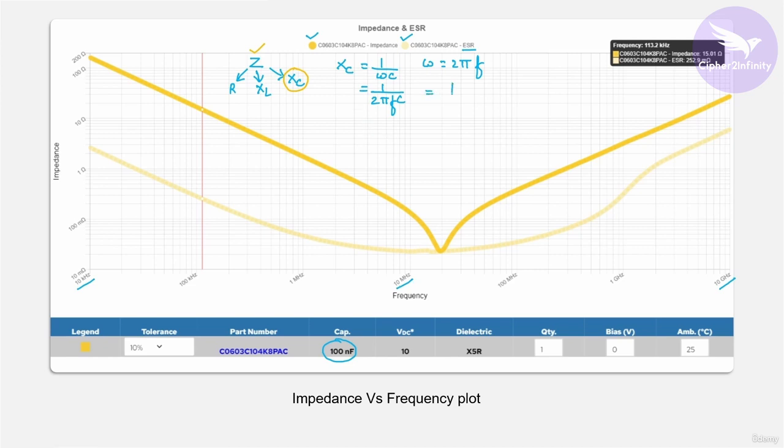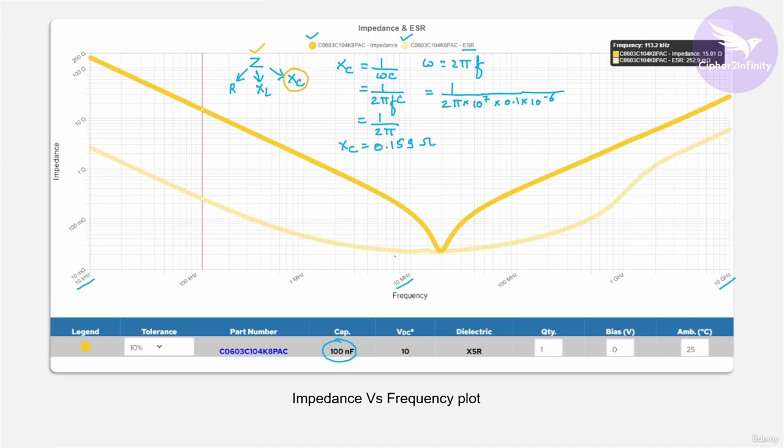So it's going to be 1 by 2 pi into 10 to the power 6, so that's going to be 10 into 10 to the power 6, so 10 to the power 7, into the value of capacitor, which is 0.1 microfarad. So this entire entity is going to be 1, so it's going to be 1 by 2 pi. And this gives us Xc equal to 0.159 ohms. So that's basically the capacitive reactance for this particular frequency, which is 10 megahertz.